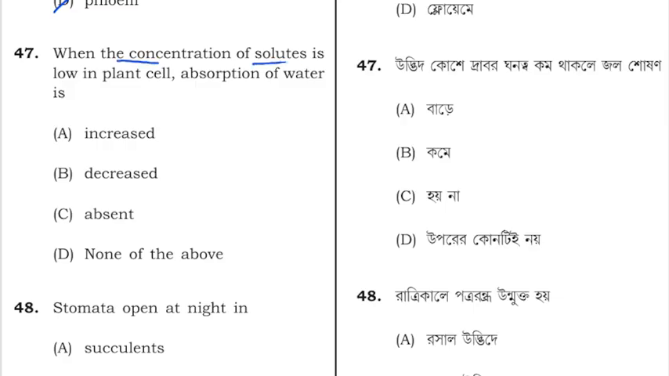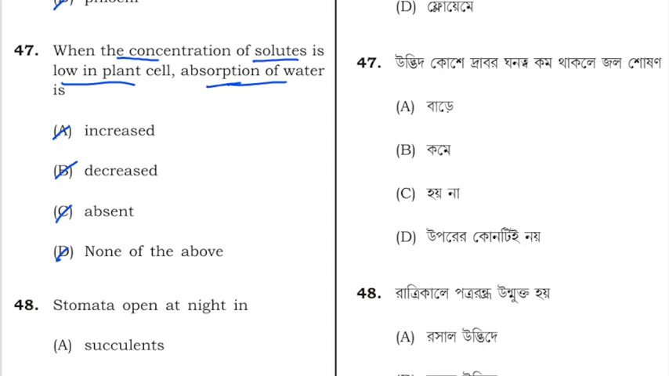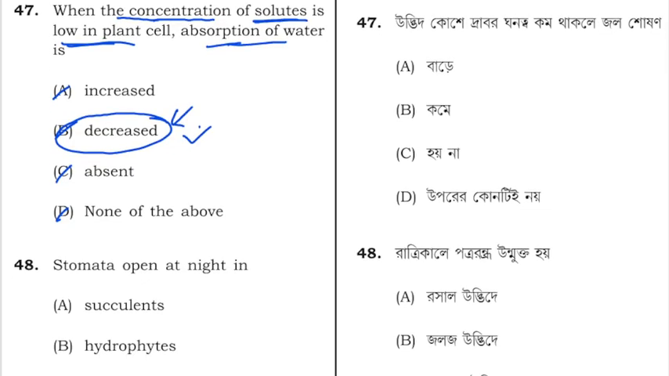When the concentration of solute is low in a plant cell, what will happen? Absorption of water will be option A increased, option B decreased, option C absent, or option D none of the above. So when the concentration of the solute is low in the plant cell, the absorption of water will be decreased. It will reduce the absorption of water. So option B is correct.